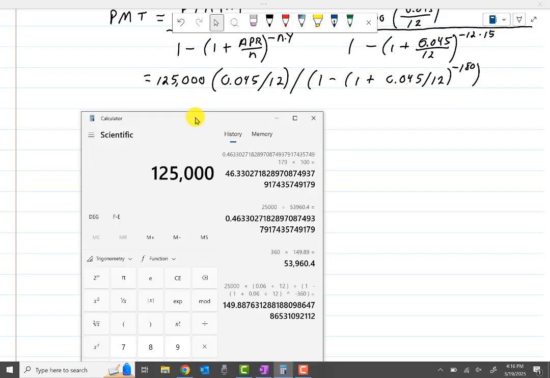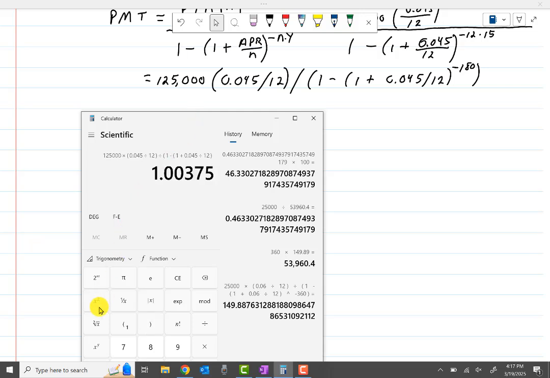125,000, parenthesis, 0.045 divided by 12. Finish that parenthesis. Put a division. Start a new parenthesis. 1 minus. Start another new parenthesis. 1 plus 0.045 divided by 12. Finish that parenthesis.